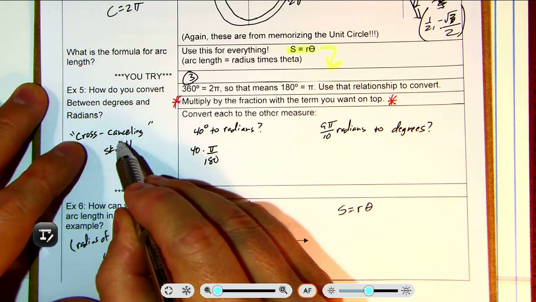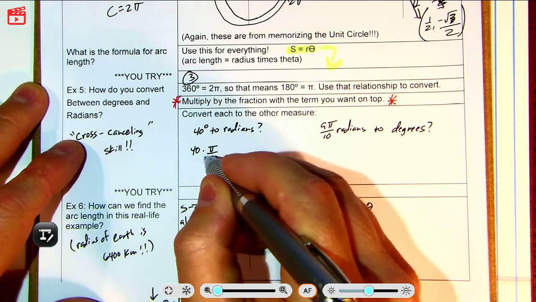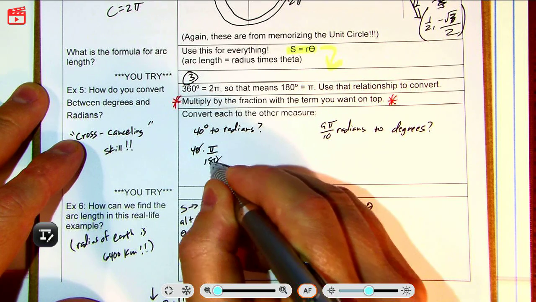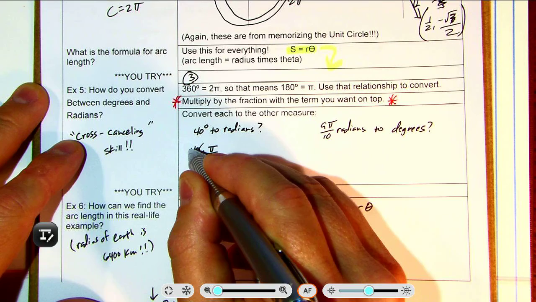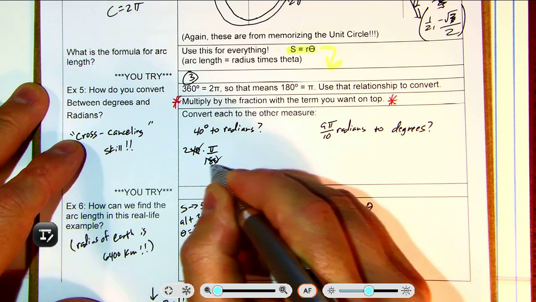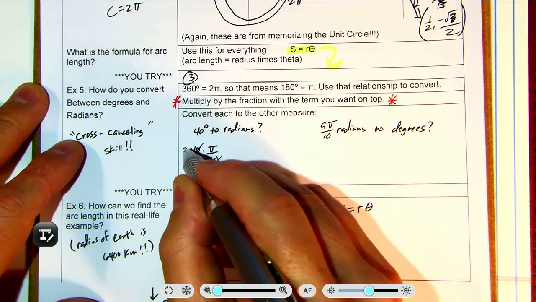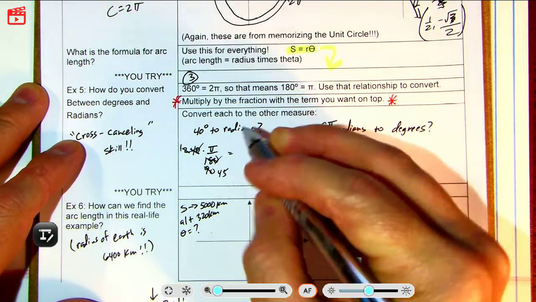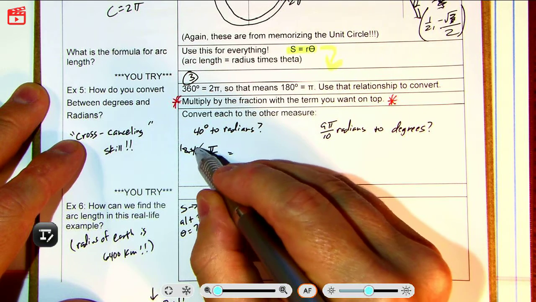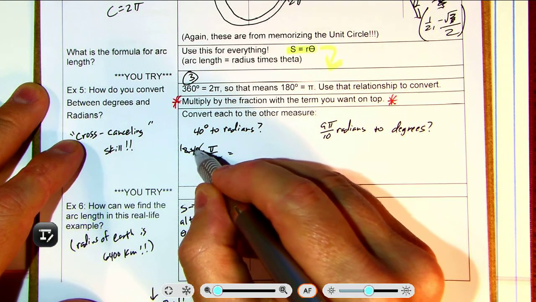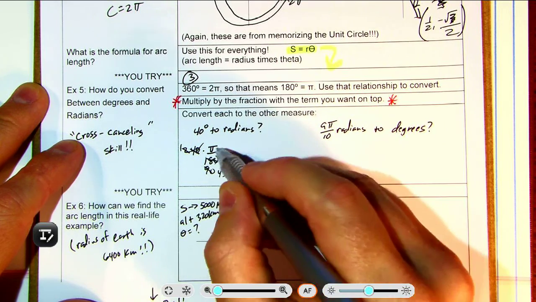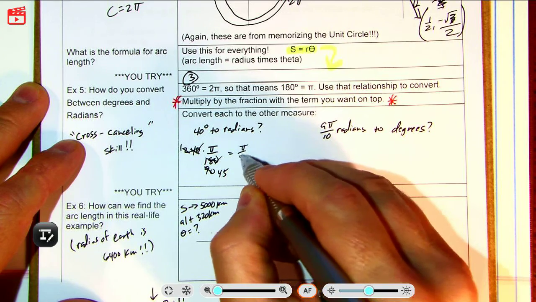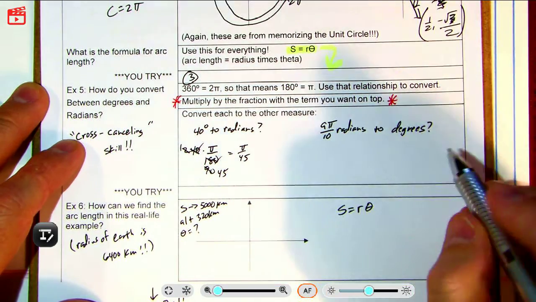Now I have to utilize my cross-canceling skill. Let's see, divide both those by 10, get rid of the zeros, divide 4 and 180 by 2. Let's see, that's going to be 2 over 90. Oh, I can divide by 2 again. Divide by 2, you get 1 over 45. Aha! So, that can't be right. 2 into 40 is... 2 into 180 is 90. Did I do this wrong? 40 degrees is not pi over 45. No, maybe it is. If I got it wrong, you guys can tell me later.